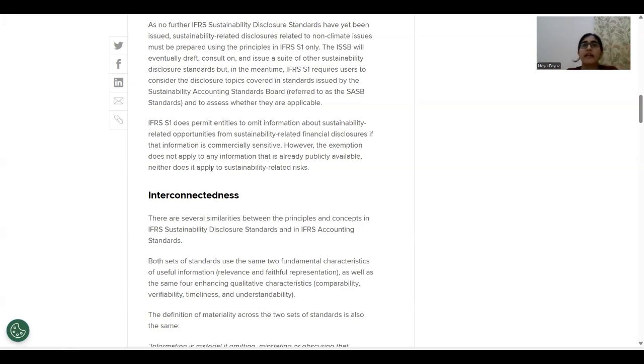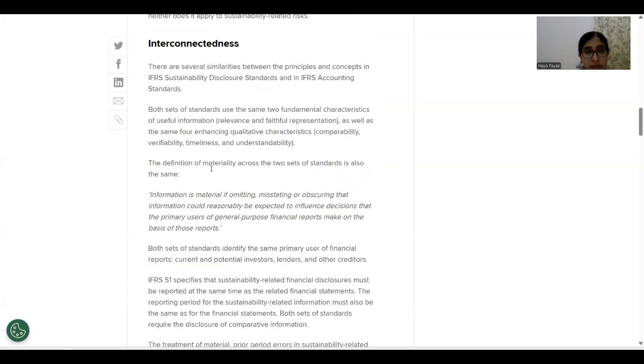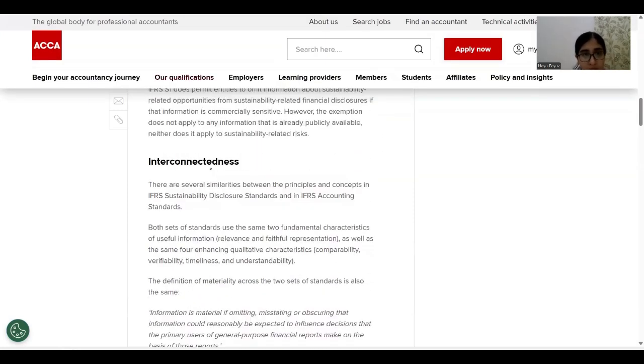If it is already publicly available, that means anyone can already access it. It's already out there. There's no point in hiding it from your financials anymore. So you would have to disclose the information which is already publicly available. So it's just saying that. There are several sustainability related risks, right?